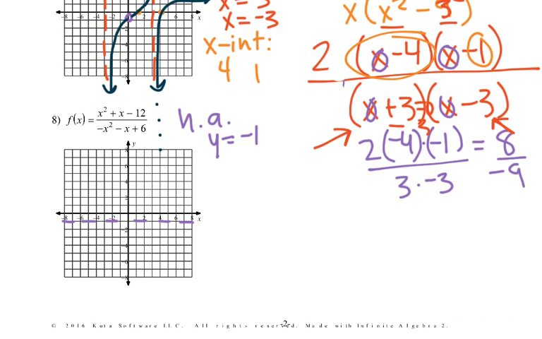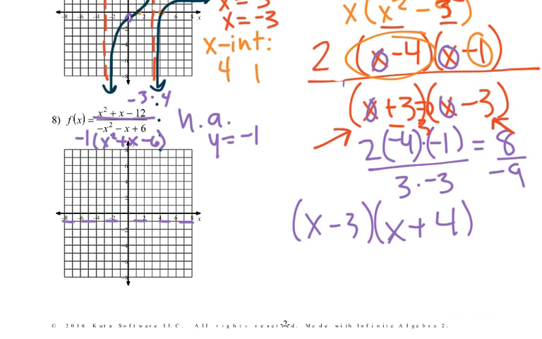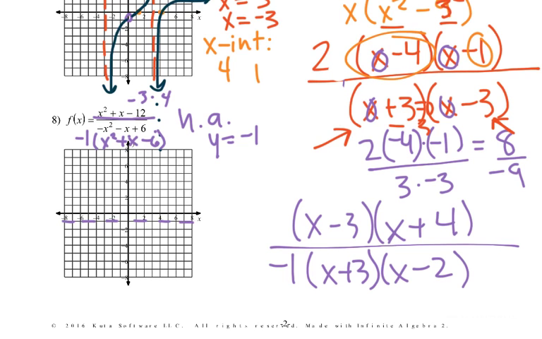Okay, let's see if we can bust out this last one. I can pull out a negative here and have negative 1 times x squared plus x minus 6. We've got the horizontal asymptote, so let's factor. Negative 12 is negative 3 times positive 4, so I get x minus 3 times x plus 4 over negative 1 times factors of negative 6, x, x plus 3, and x minus 2. We can't get rid of any, so we have no holes.